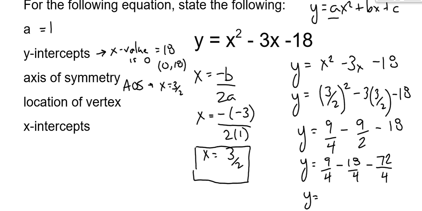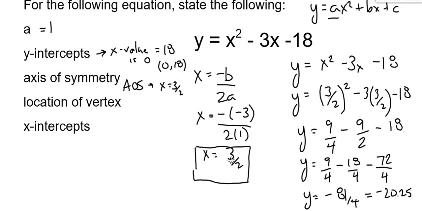And if I do that all out, it should give me a value of negative 81 divided by 4, which I'm going to change to also be negative 20.25. So we can check this on Desmos in a minute. So, find the axis of symmetry.